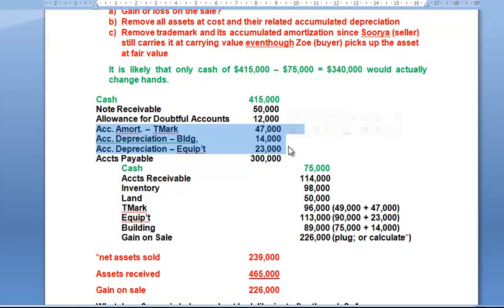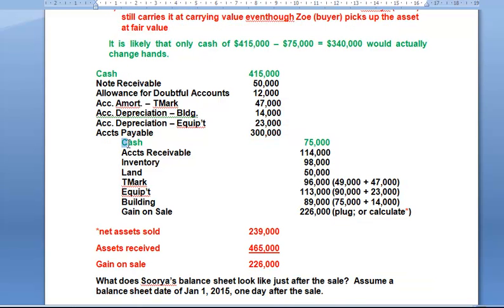And that makes you have to make sure that anything that's accumulated in terms of amortization as well as accumulated depreciation on the building and equipment are also removed. You're going to get rid of the payable, right? Because that's now being transferred to Zoe. You're going to get rid of your cash.